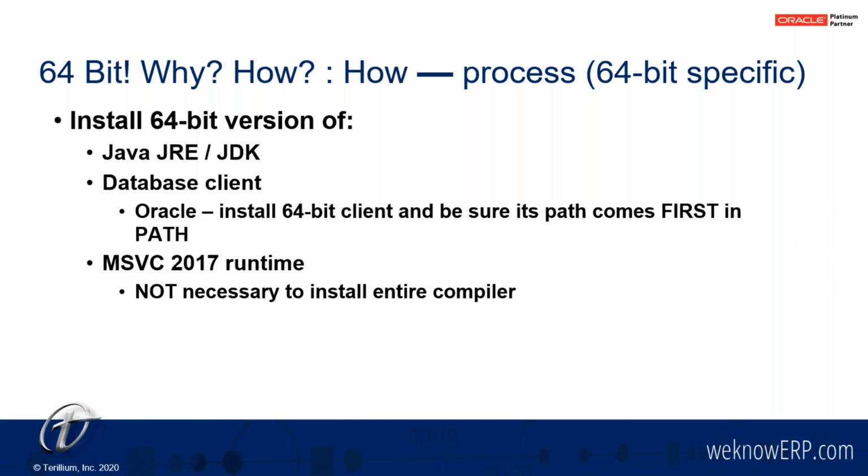The Microsoft Visual C 2017 runtime. It's a very simple install, takes 30 seconds. From what I've seen in the upgrades I've done, and I haven't done one at a live customer site, I've done ones back when I was with Oracle way back in the day, and I've done one within the past couple of months on our internal servers at Trillium, I have not found it necessary to install the entire 2017 compiler, just the 64-bit runtime. Okay.